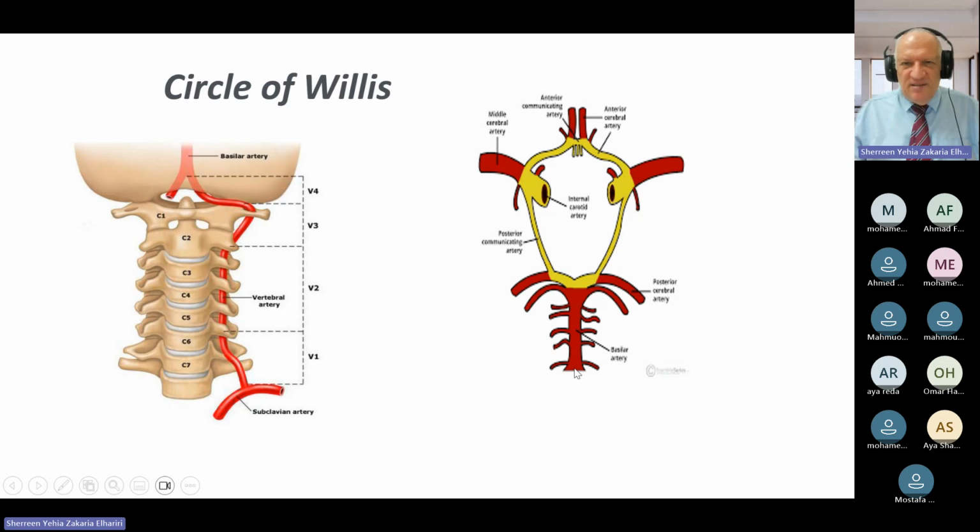The two vertebral arteries join together, forming what artery? Basilar artery. So it crosses over which vertebrae? Cervical. It passes through the transverse foramina of the lower 6 cervical vertebrae from C6 to C7, and after that enters the skull through the foramen magnum.